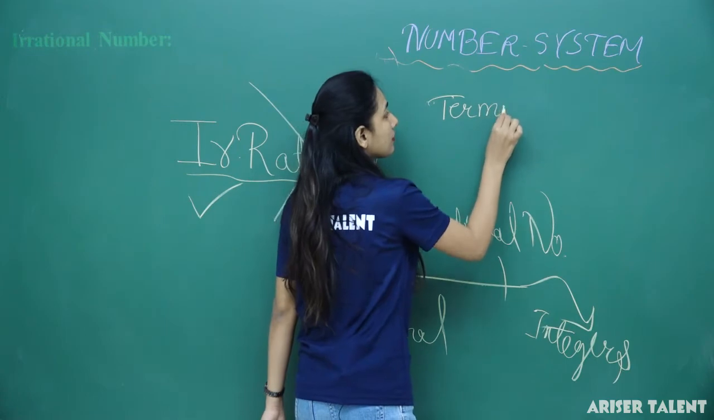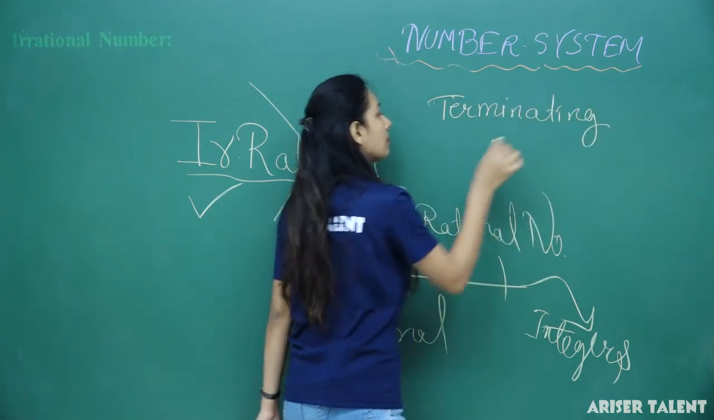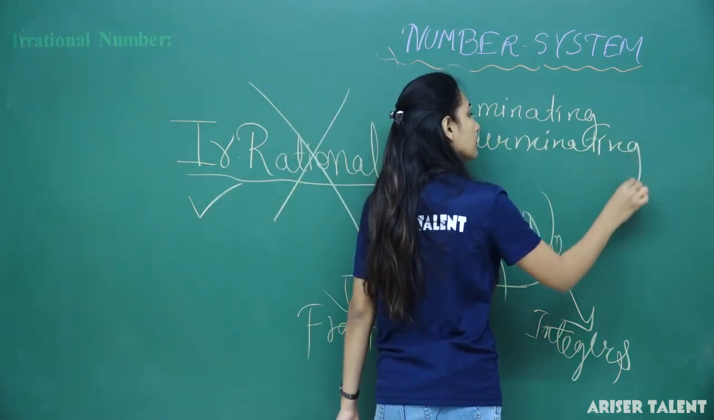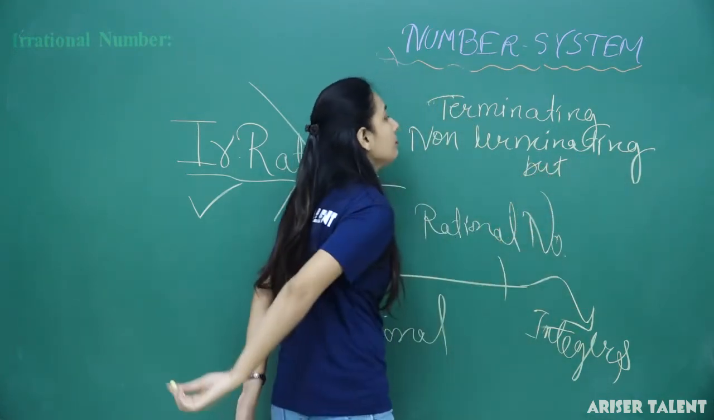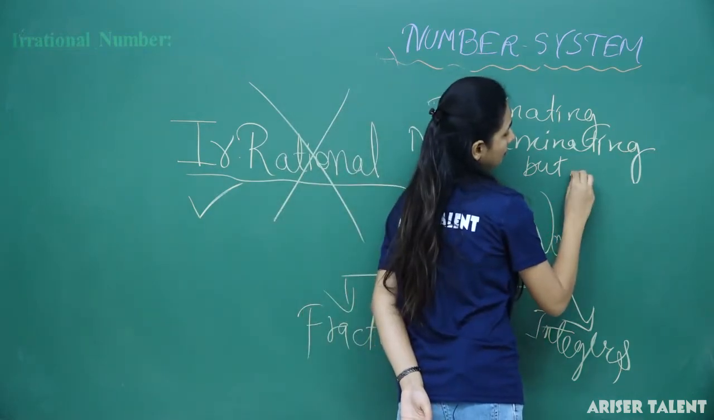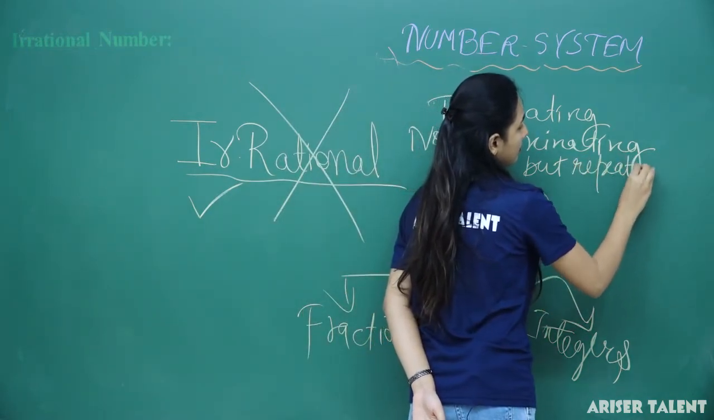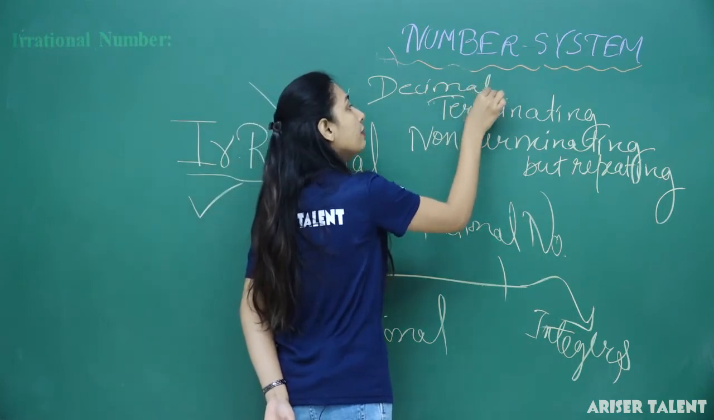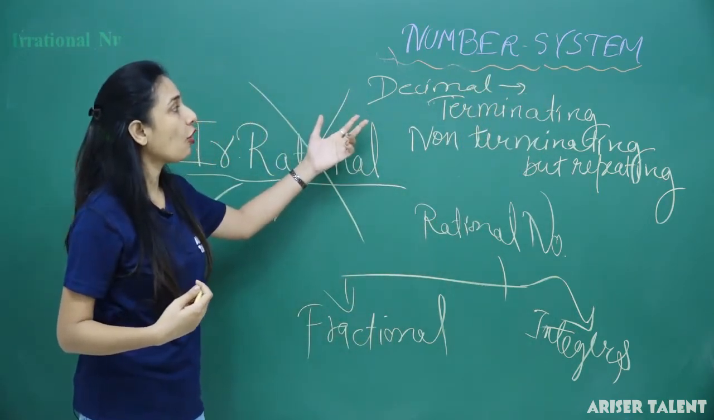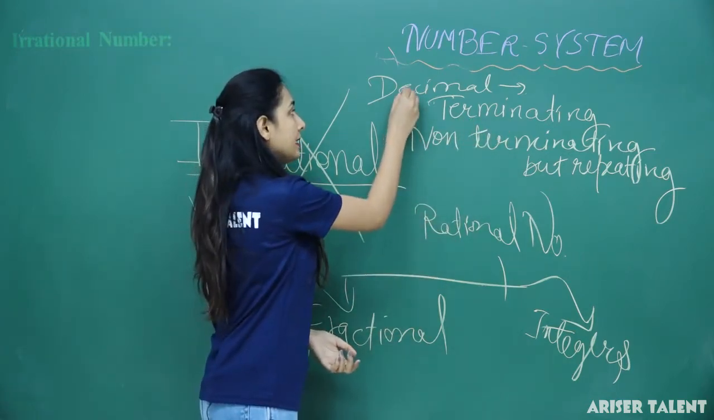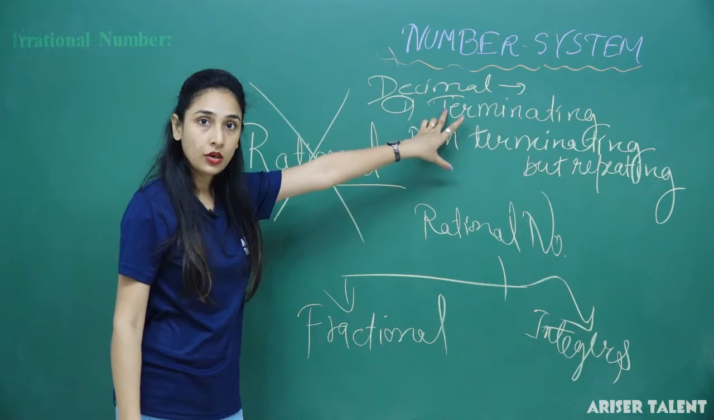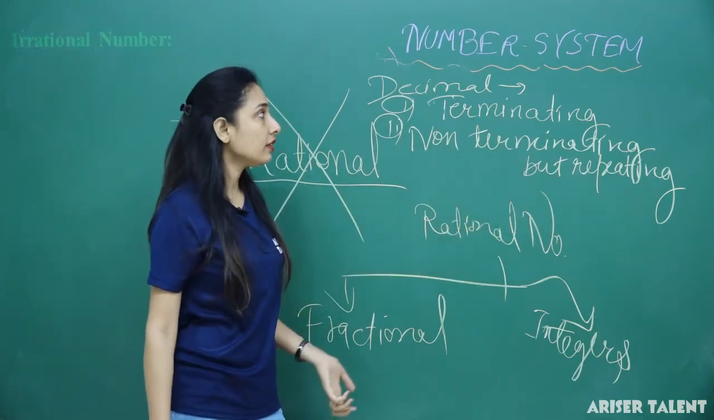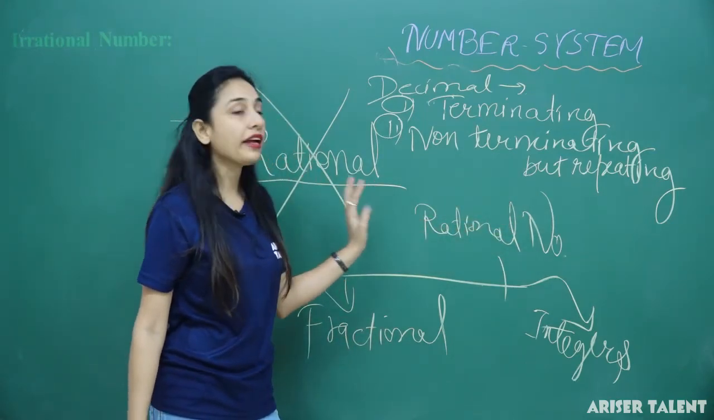Total thing is we are having some rational numbers, and rational numbers may be categorized as terminating, non-terminating but repeating. If I write a number in decimal format and it's terminating, then there is one situation, and if it's non-terminating but repeating, then there is another situation, and these will lie only in rational numbers.